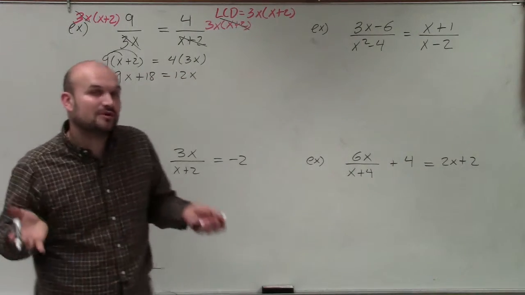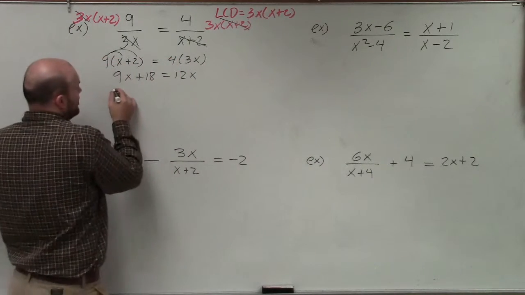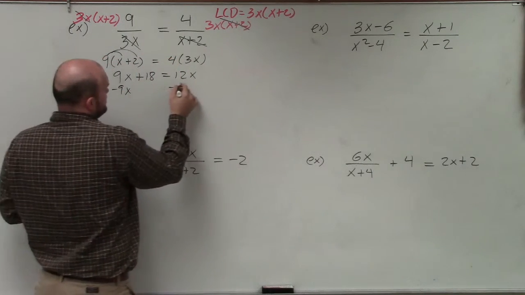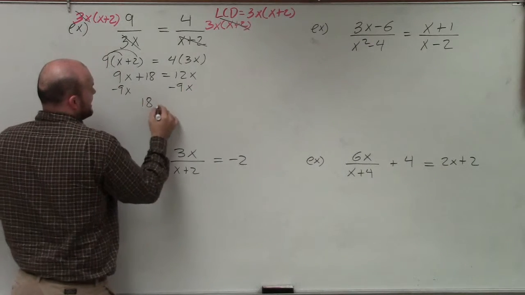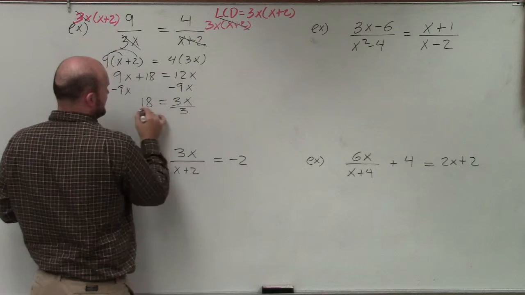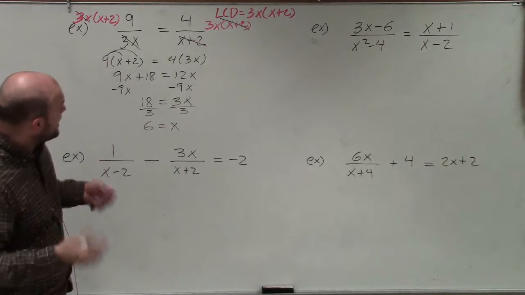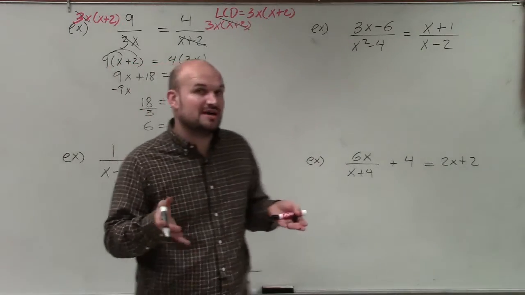Now we just have a simple equation that all I need to do is get my variable, solve for my variable on the same side. So I'll solve for the variable on the right side. So I'll subtract 9x on both sides. I get 18 is equal to 3x. Divide by 3, divide by 3. x equals 6.